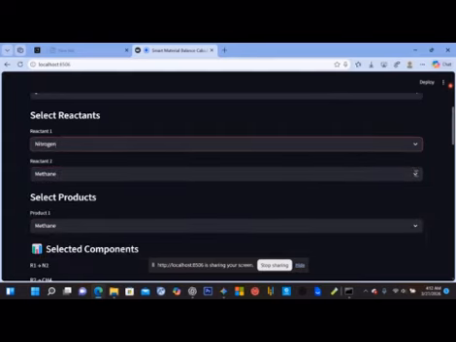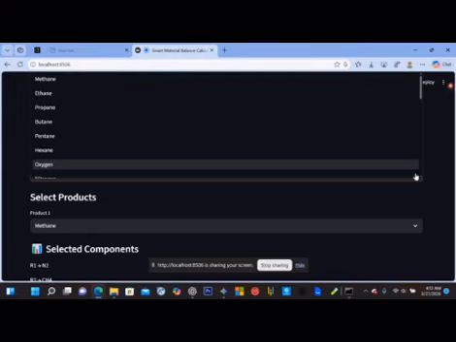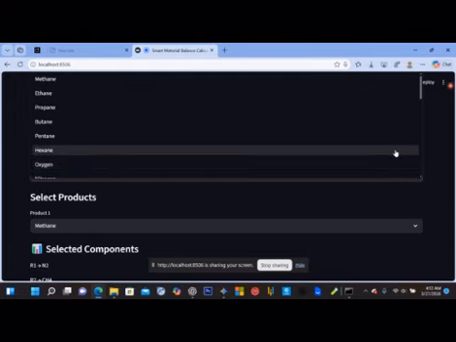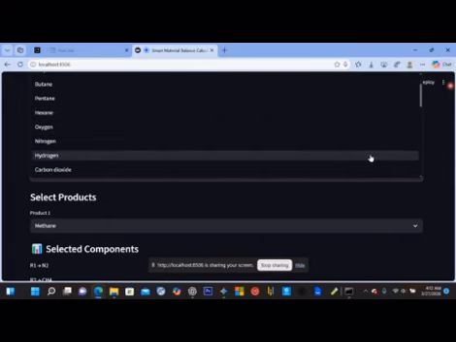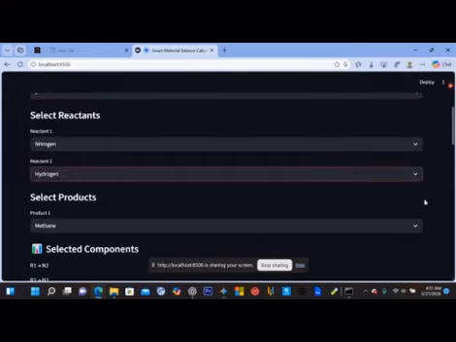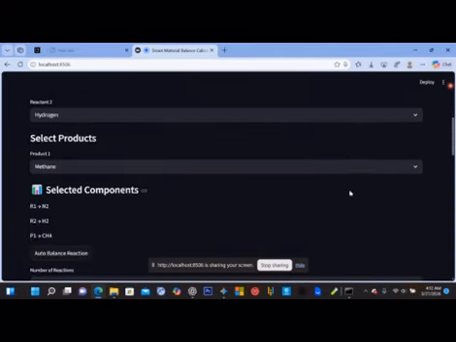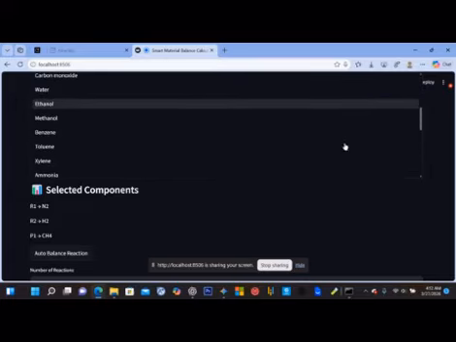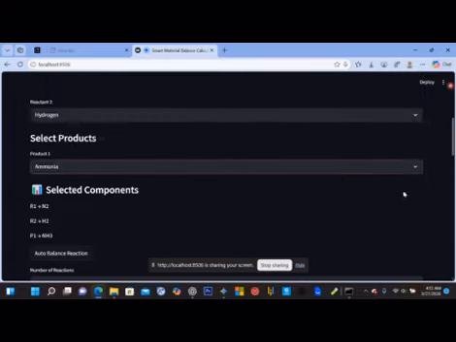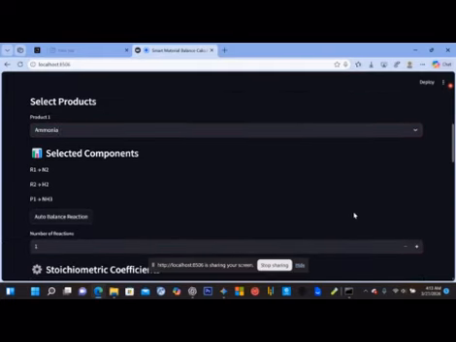Then we move on to the second, and we select our second reactant, which is hydrogen. I think hydrogen is beneath nitrogen. Yeah, this is hydrogen, so you also select hydrogen. And also our product is ammonia, so we also look for ammonia and select it. So this is ammonia. Okay, so these are the selected components. R1 is for nitrogen gas, R2 is for hydrogen gas, and P1 is for ammonia gas.